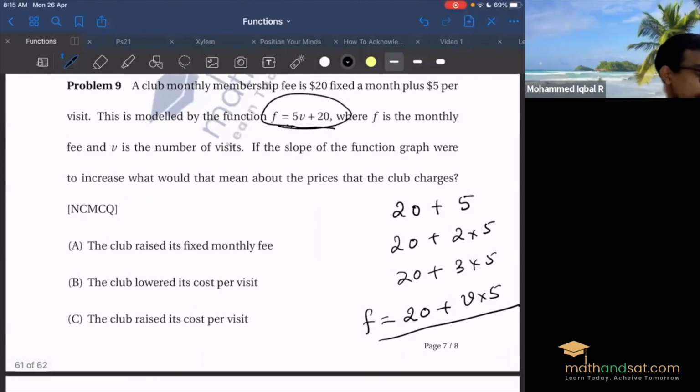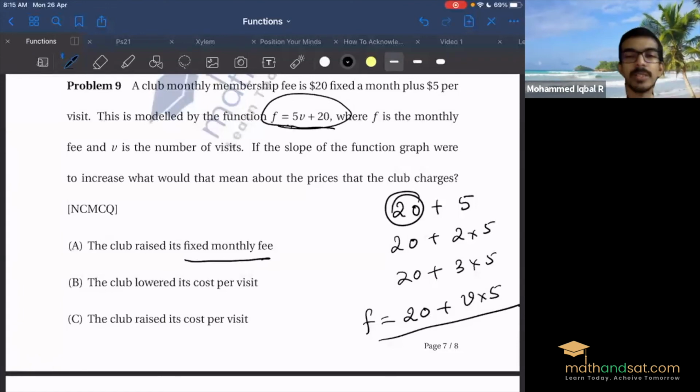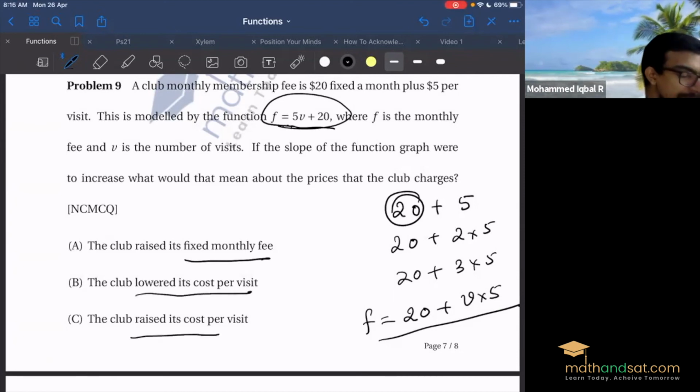It says the club raised the fixed monthly fee. The fixed monthly fee is $20. It does not change here. The club lowered its cost per visit. No, it's not the case. The club raised its cost per visit. That is the correct statement.